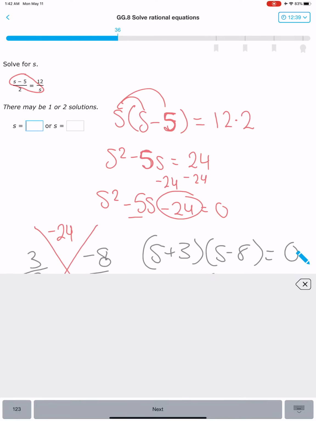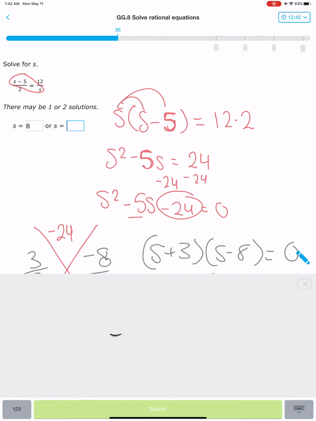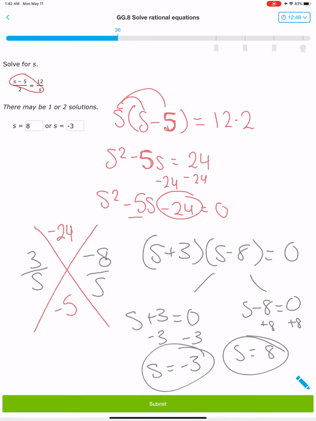So s equals 8, right? Is that what we got? s equals 8 and s equals negative 3. Okay? That's perfect.